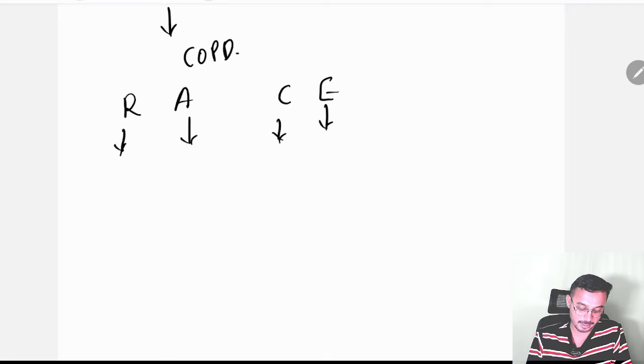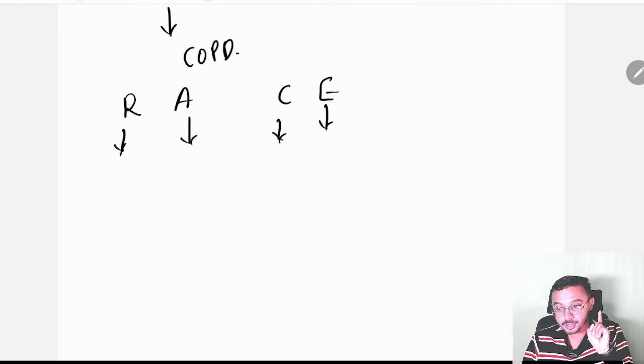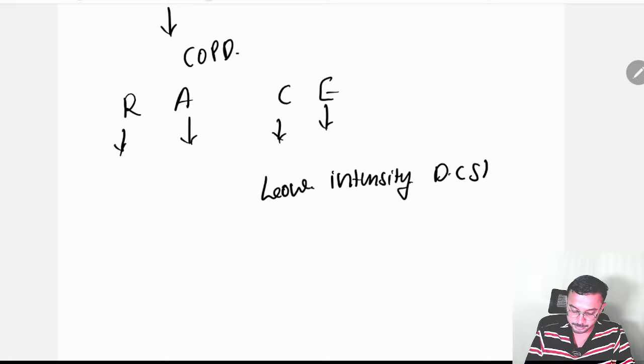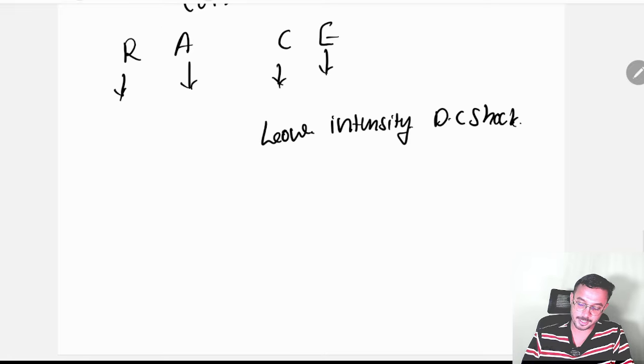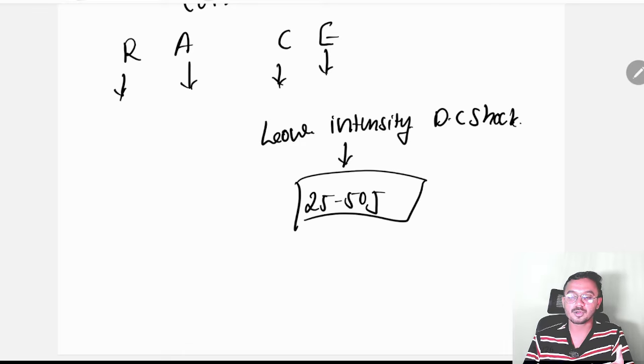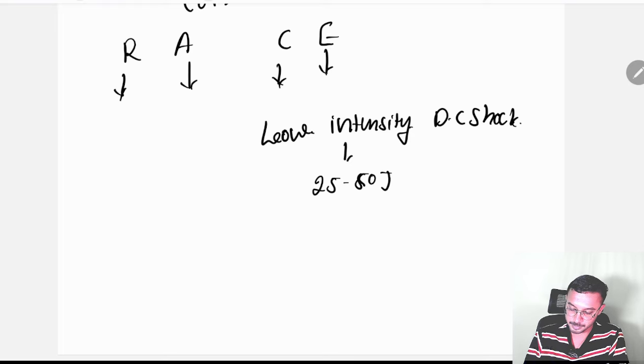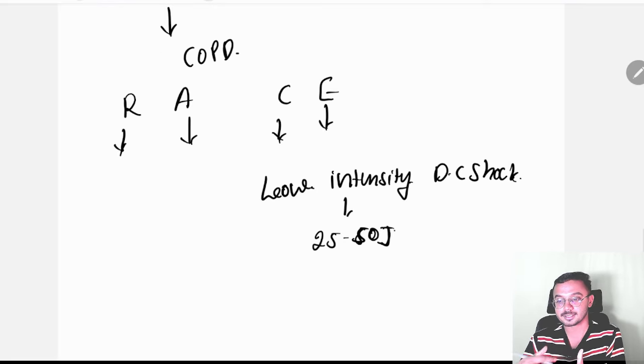E stands for electric cardioversion. Remember, in cardiology this is the condition where you give a low intensity DC shock, 25 to 50 joules. Why am I giving low intensity DC shock here? Because the heart rate in atrial fibrillation is up to 600, while here it is 300, so I should give low intensity.